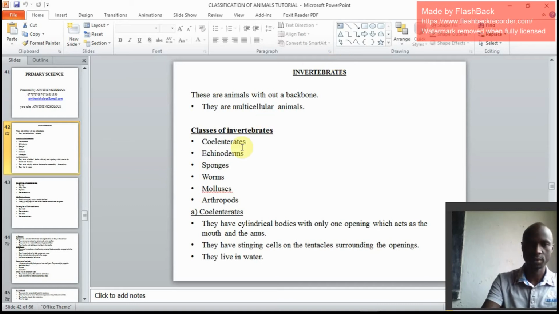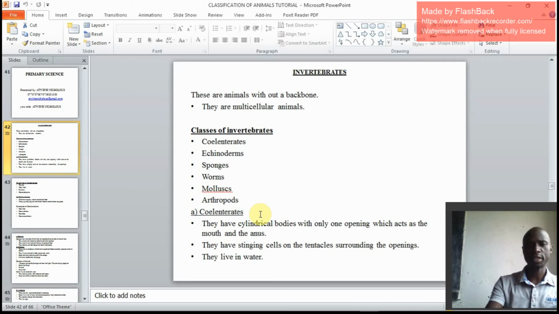We have different classes. We shall look at coelenterates, echinoderms, sponges, and mollusks, and we shall look at arthropods at length, because arthropods are further divided into four. We start with the coelenterates.